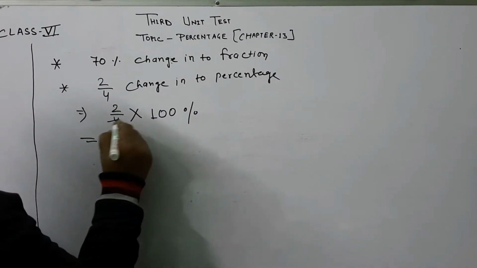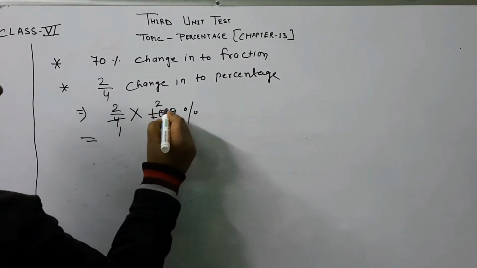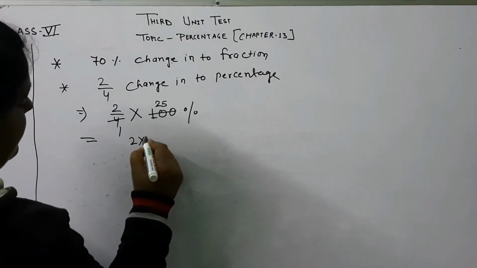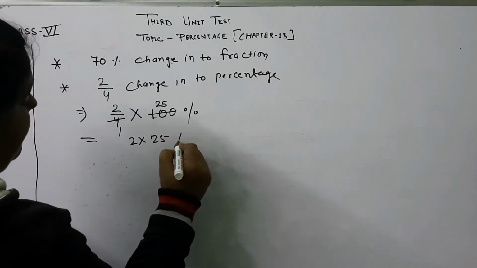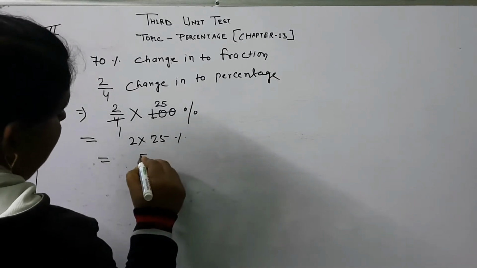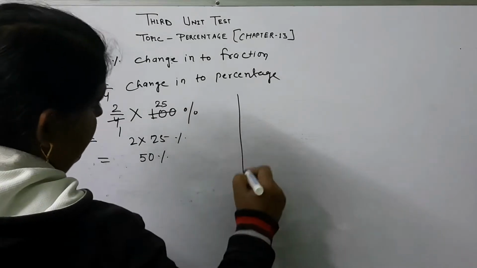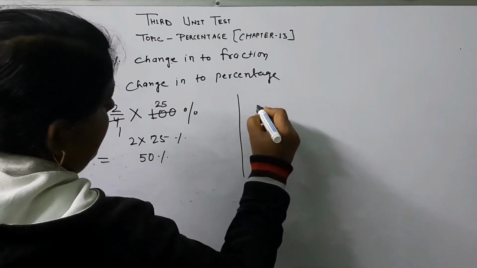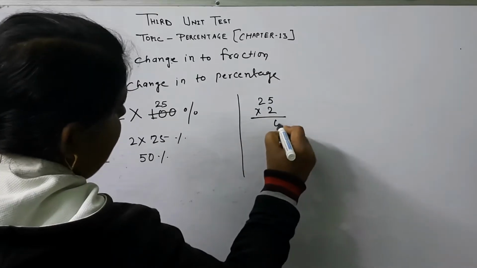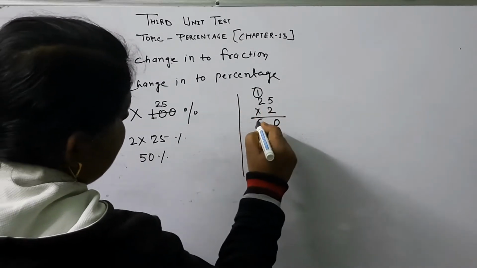4 ones are 4, and here 4 twos are 8, and here left is 2 0, 20, 4 fives are 20. 2 into what is on the top? 2 into 25%. That means 25 twos are 50%. On the side, in calculation work, you can write 25 multiplied by 2. 5 twos are 10, 1 is carried, 2 twos are 4 plus 1, that is 5.